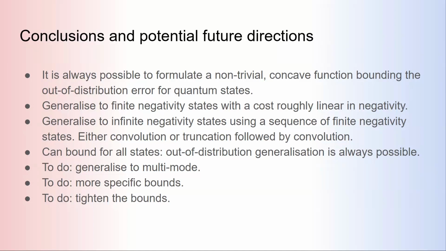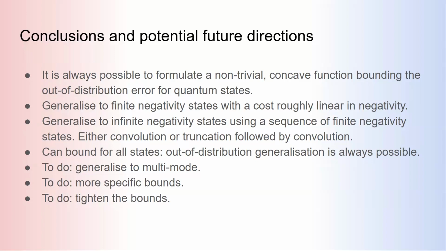And we can bound it for all states, which tells us that out-of-distribution generalization is always possible, in the specific sense that if I have enough samples on this low energy subset, I can always bound it for any state. If I fix a state, I can bound it if I have enough samples, even though this may be a terrible bound and may be very costly. It exists, and there are no weird niche cases where it doesn't exist. That's the takeaway message of the general bounds.